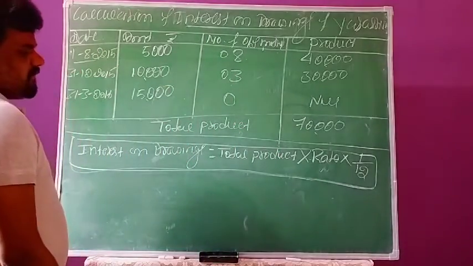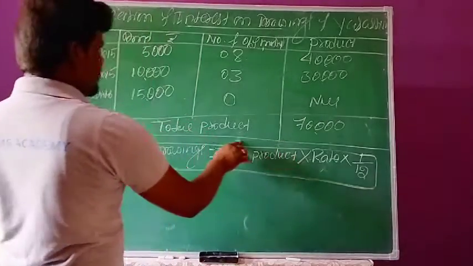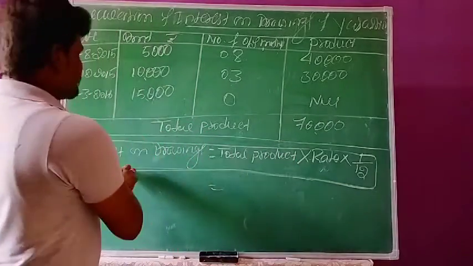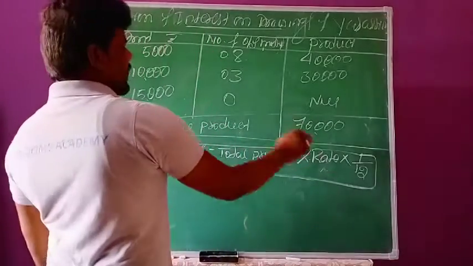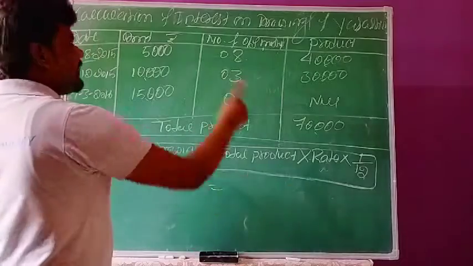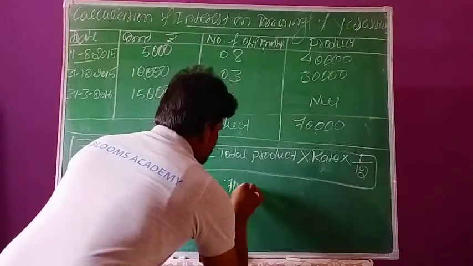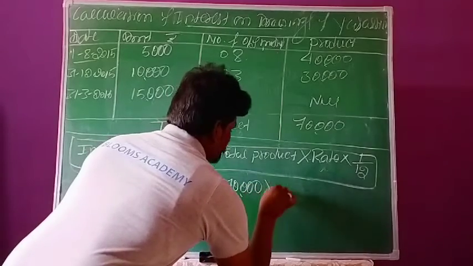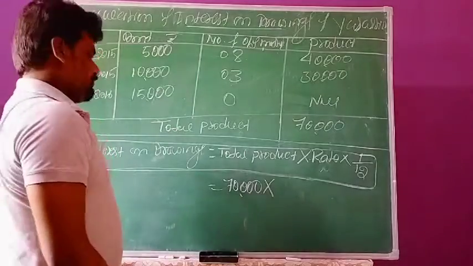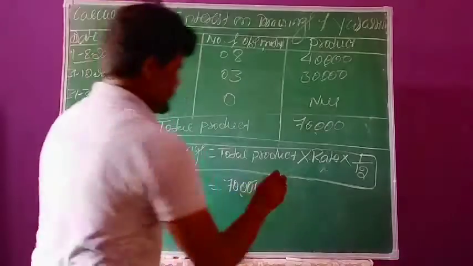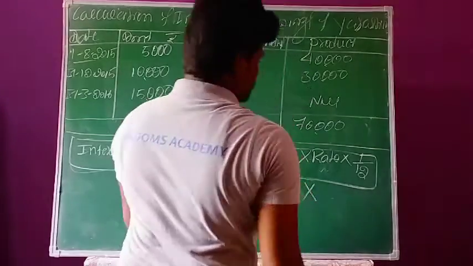Now we can apply the values. These available values are the values we have already ascertained. So here, interest on drawings equals total product. The total product we have already calculated by applying the format. The total product is 70,000 into the rate of interest already given in the question. The rate of interest is 12%, 12 by 100 into 1 by 12.